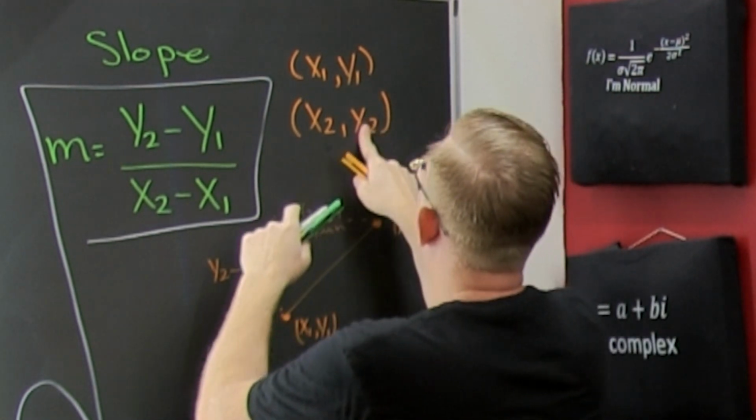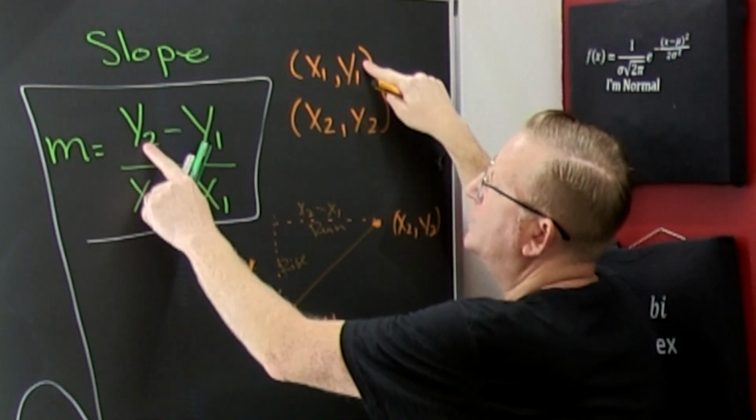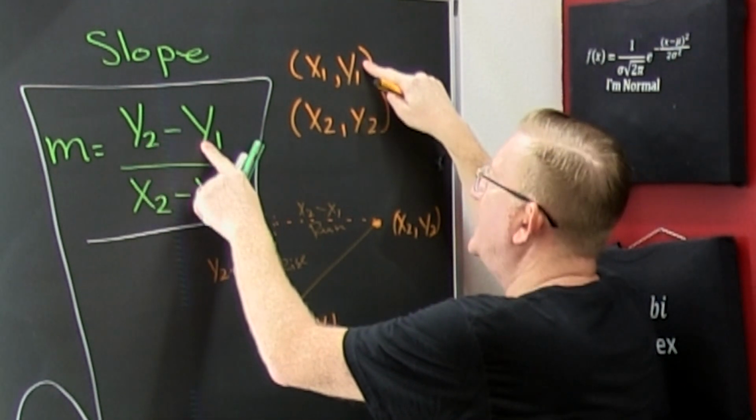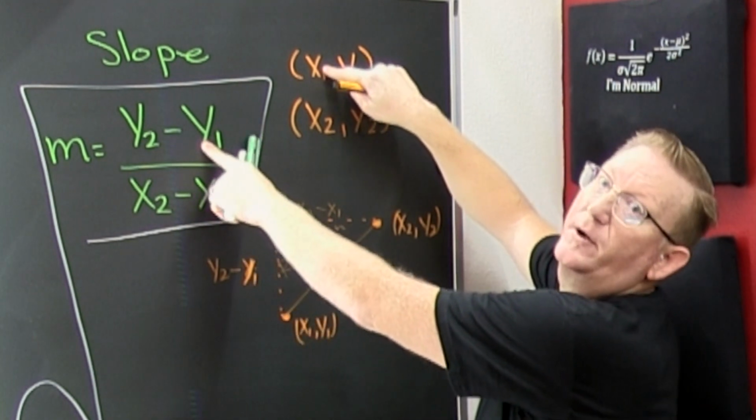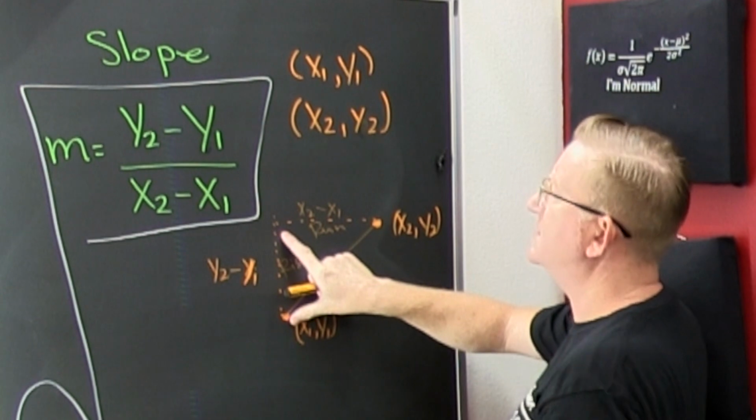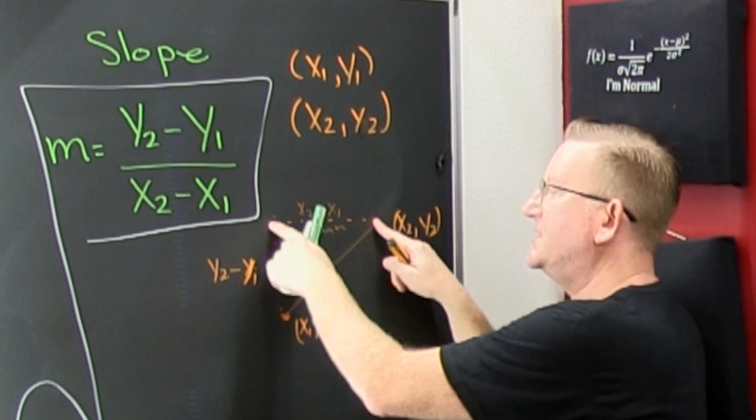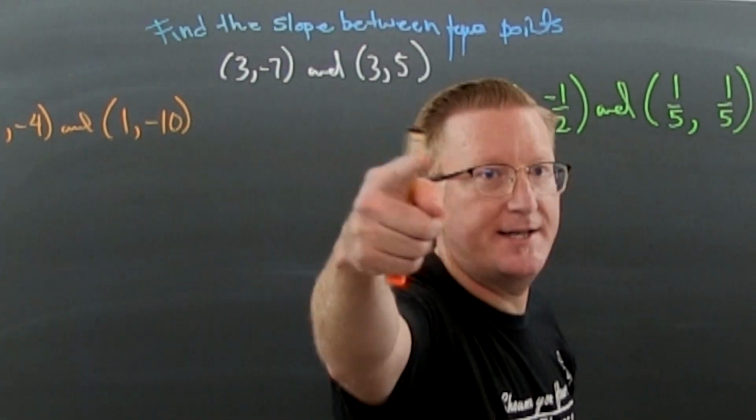It's the change in y divided by the change in x. It's y2 minus y1 divided by x2 minus x1. If you saw these somewhere on the graph, it'd be the rise, the change in y over the change in x.